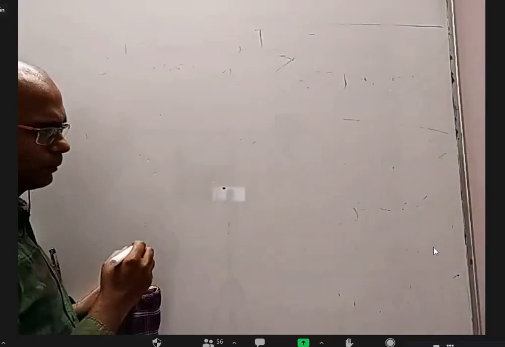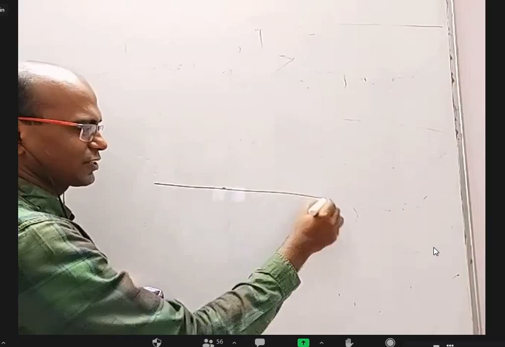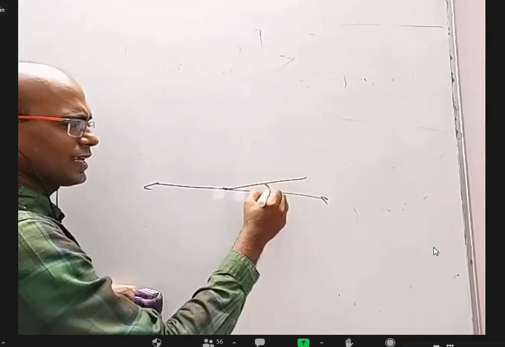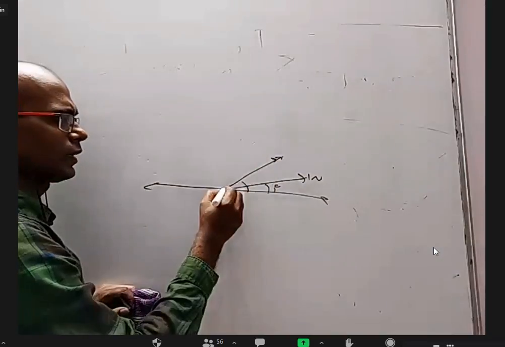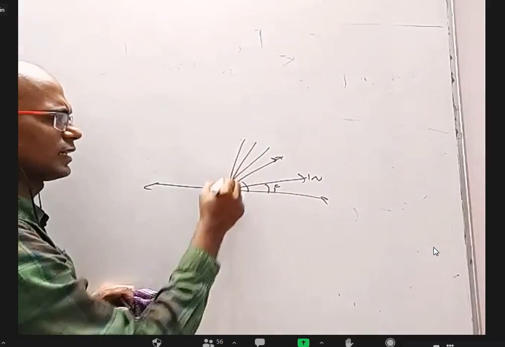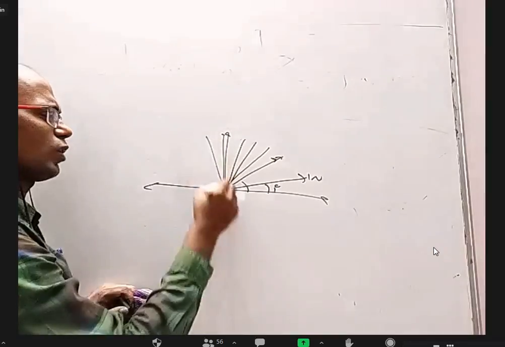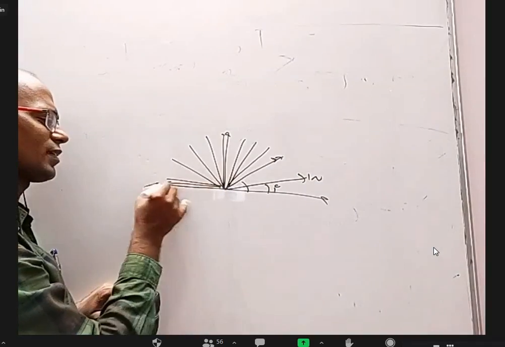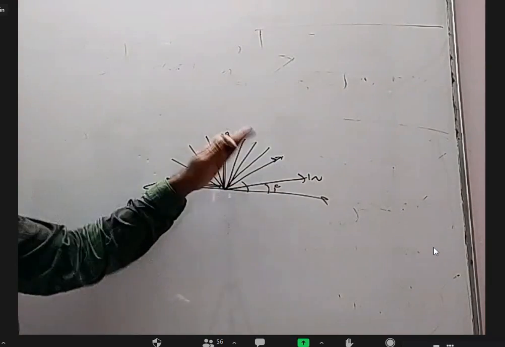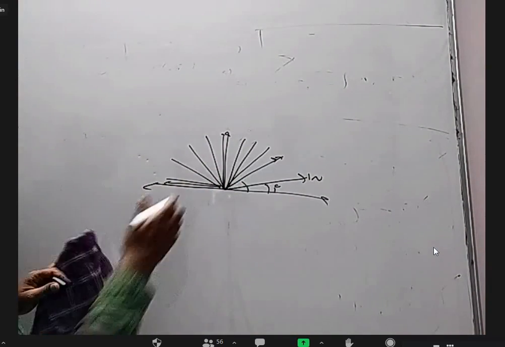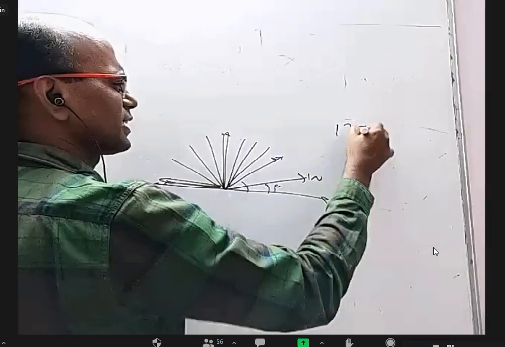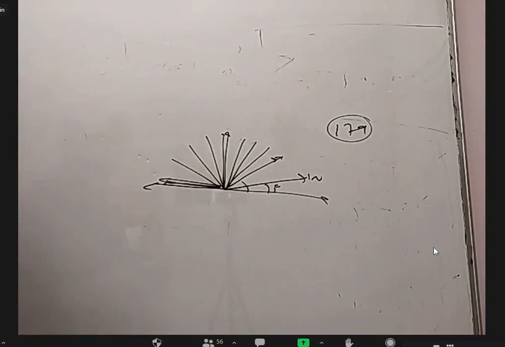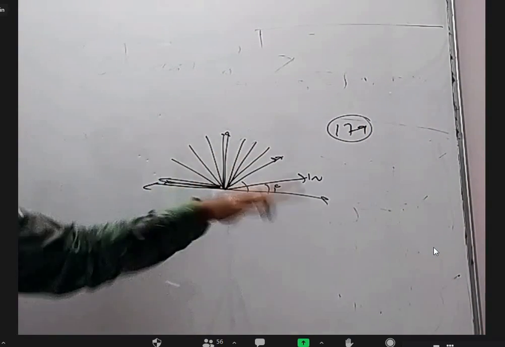Now, let us say there is a particle. This is the x-axis. At 1 degree angle, 1 Newton force is acting. At 2 degrees also 1 Newton is acting. At 3 degrees, 4 degrees, 5 degrees, 80 degrees, 90 degrees, 91, 92, 93, 94, up to 179 degrees. At every 1 degree there is one force of 1 Newton. So a total of 179 forces are acting, all in a symmetrical manner.